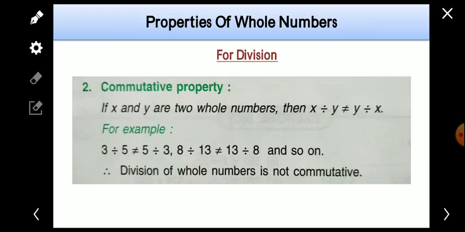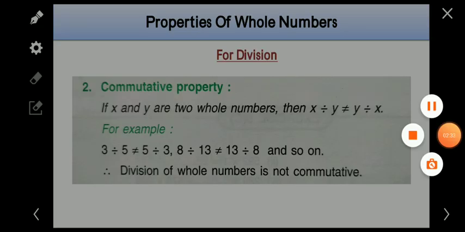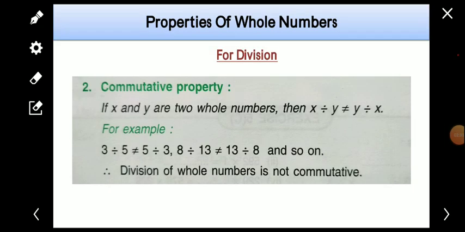Now the next property is the commutative property. What is the meaning of commutative property? That we can change the order. If we can change the order of the numbers in the operation, and after changing the order there is no effect and the result remains the same, then we say that this is following the commutative property.